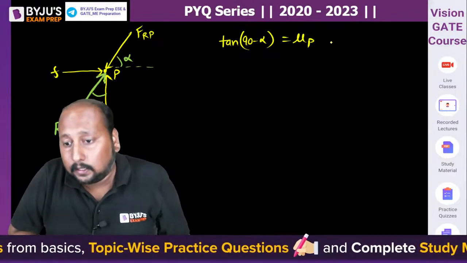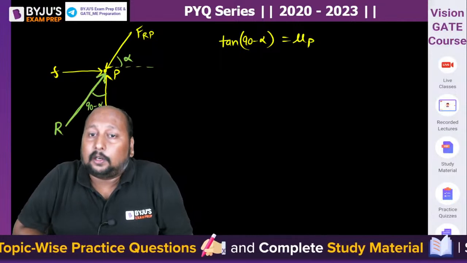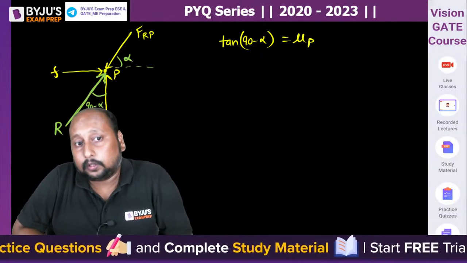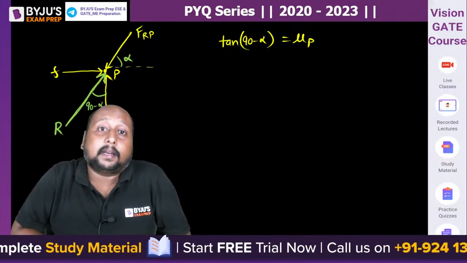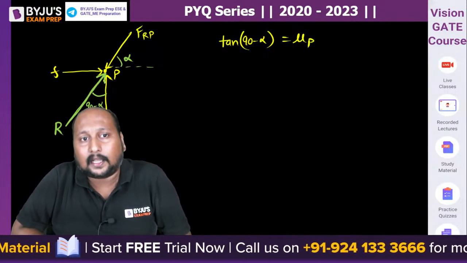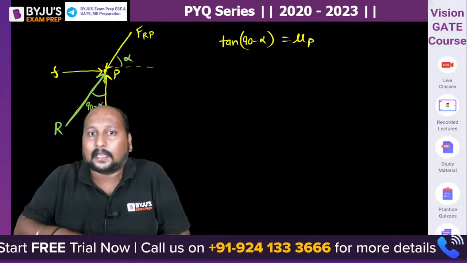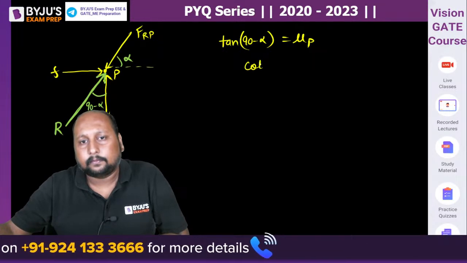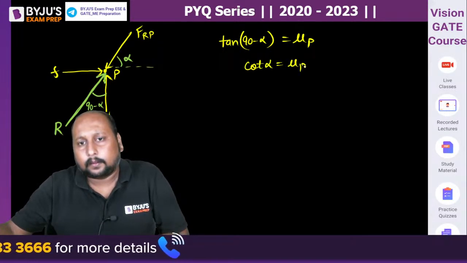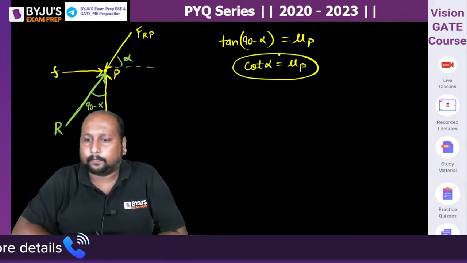We know tan phi is equal to the coefficient of static friction. Here the angle between the normal reaction and the resultant is the angle of friction. Here the angle of friction is 90 minus alpha. So we can say tan 90 minus alpha is equal to this one. So this is equal to cot alpha. Okay, this is cot alpha, right?